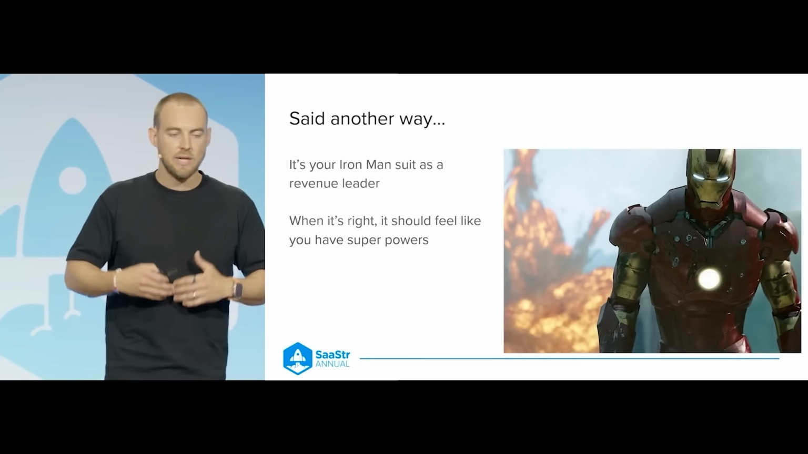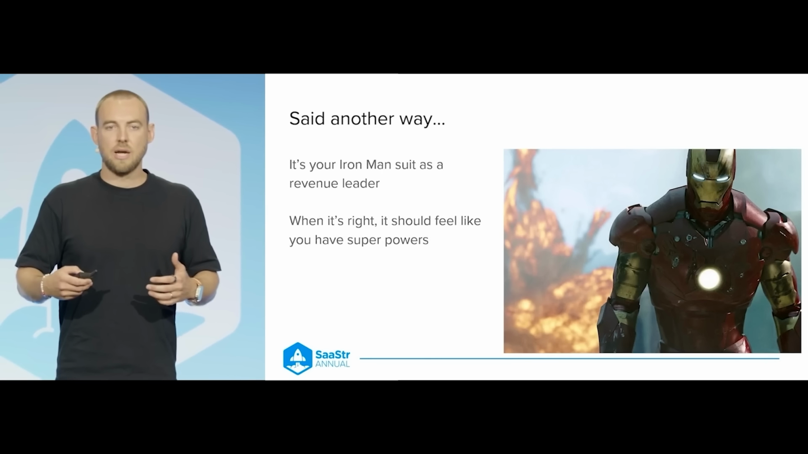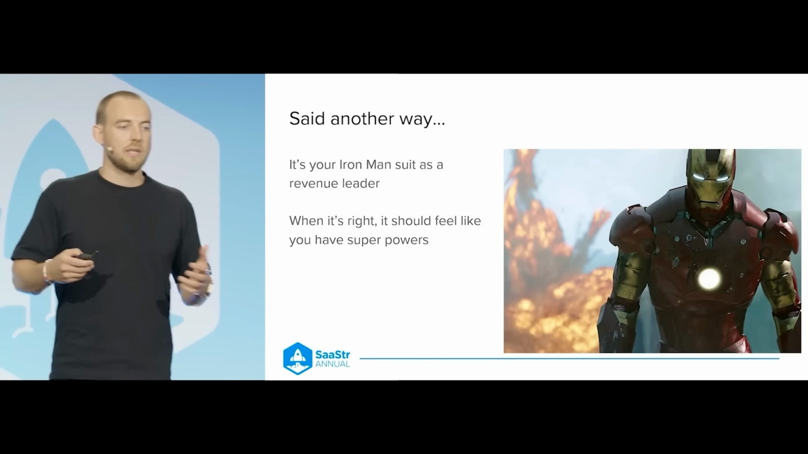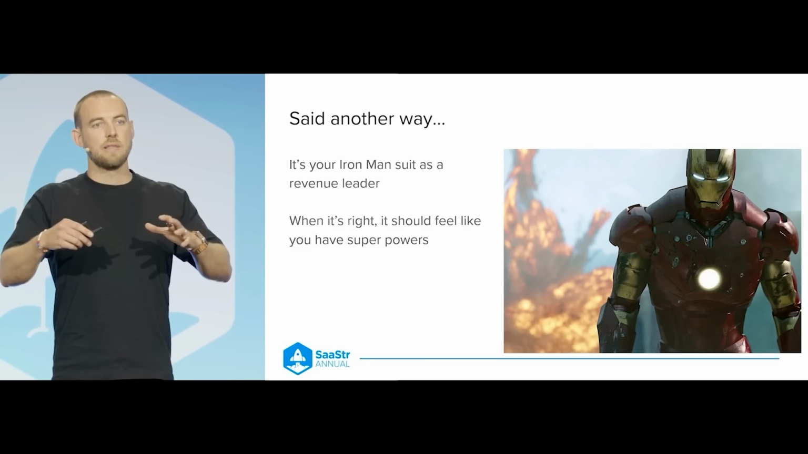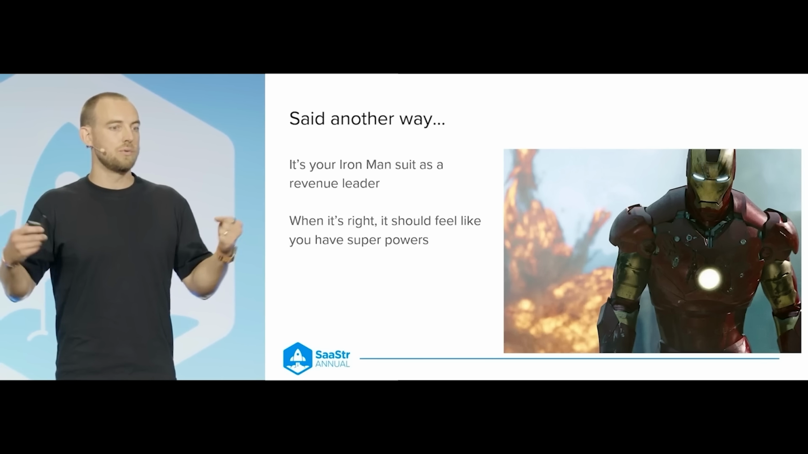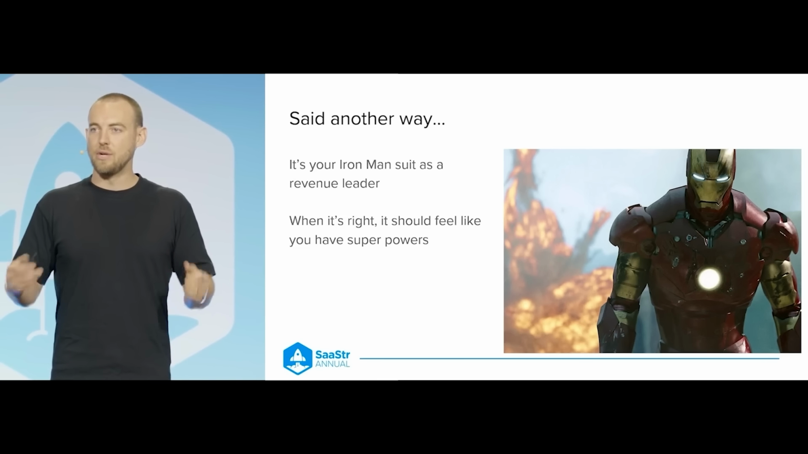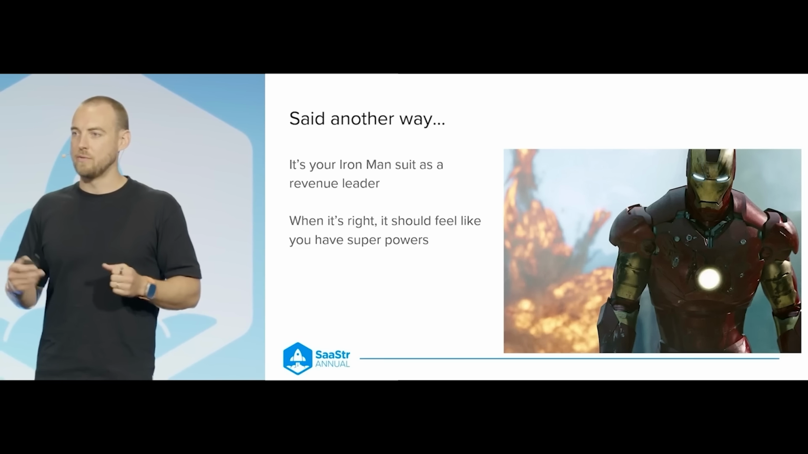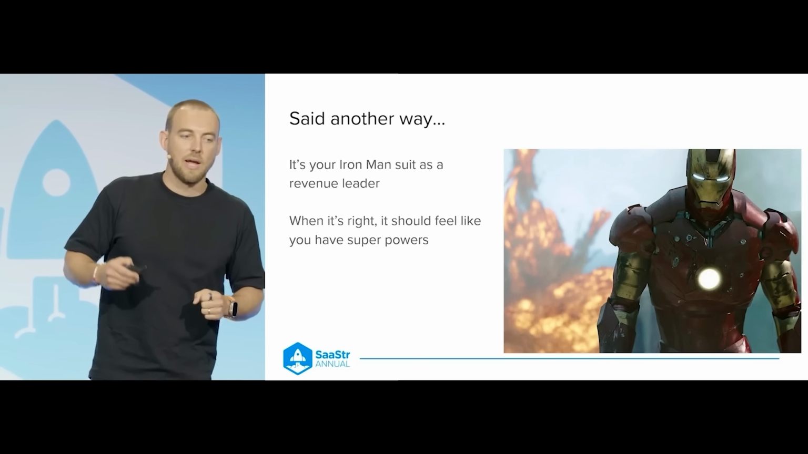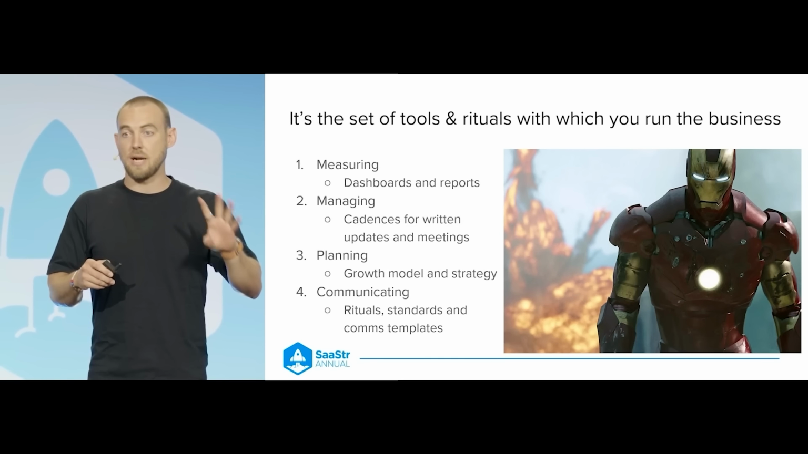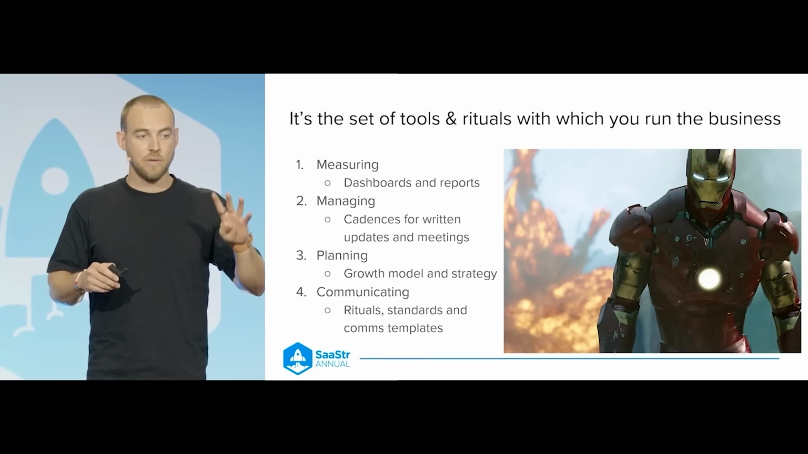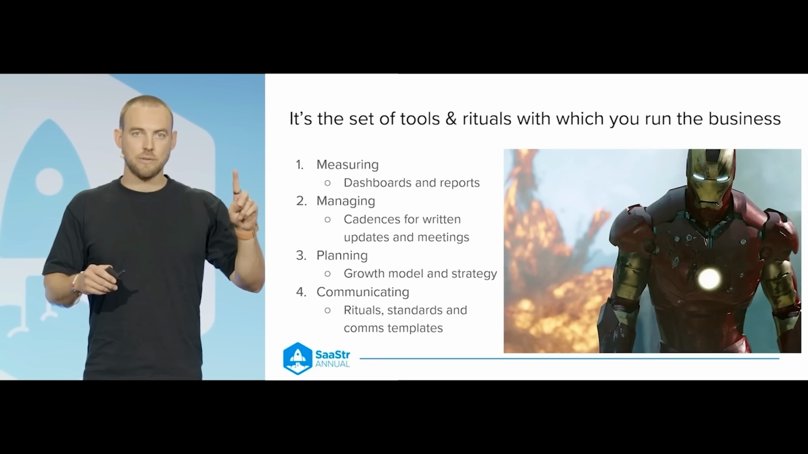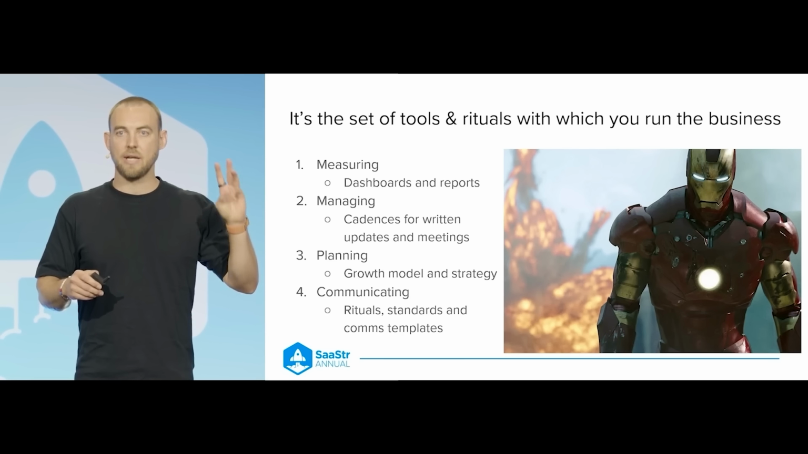So you can think of it, and an analogy I'll come back to, this is like your Iron Man suit. These are the tools that you put around you to give you superpowers, to turn you from a normal mere human into a revenue generating machine. And the components that I'm going to talk about today, there's 4 big ones: measuring, managing, planning, and communicating.